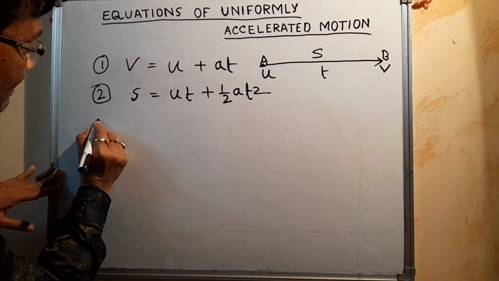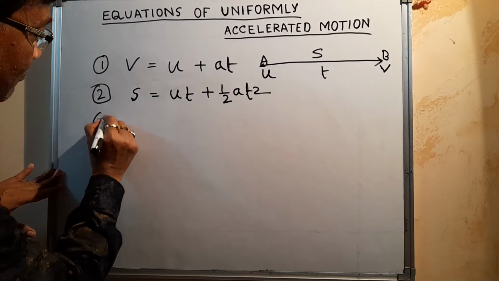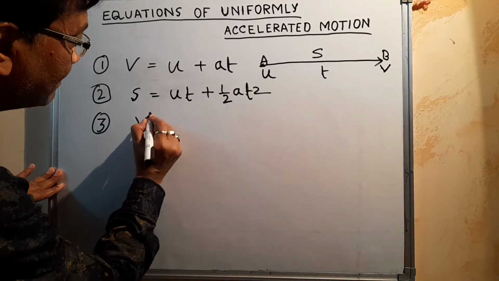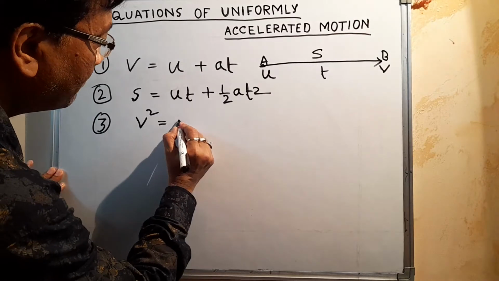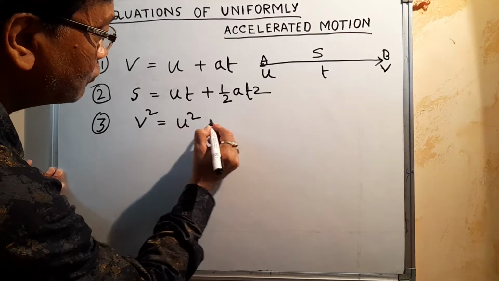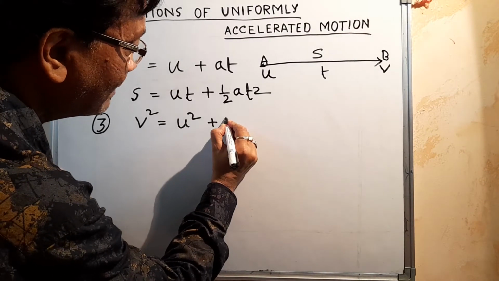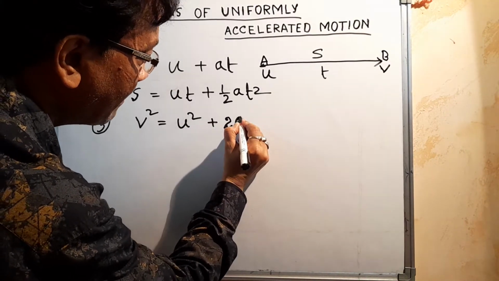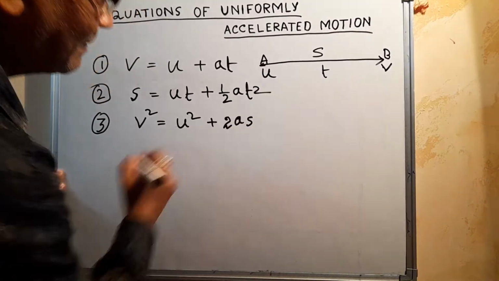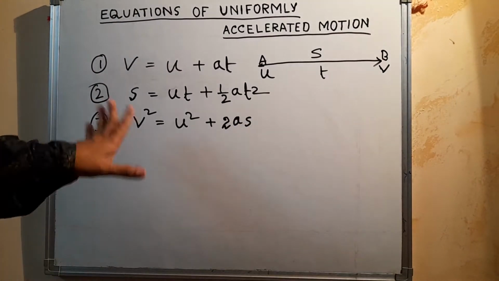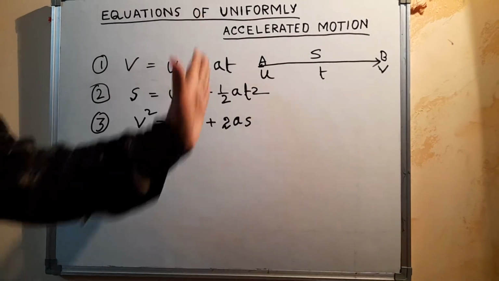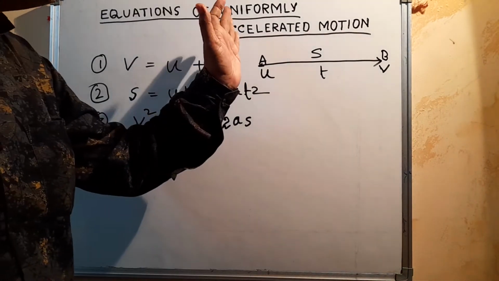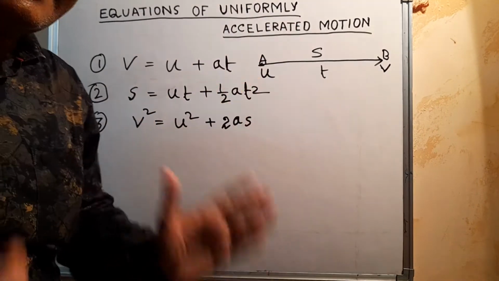And the third equation will be represented by v square equal to u square plus twice as. This is the third equation. So these are the three equations of uniformly accelerated motion.